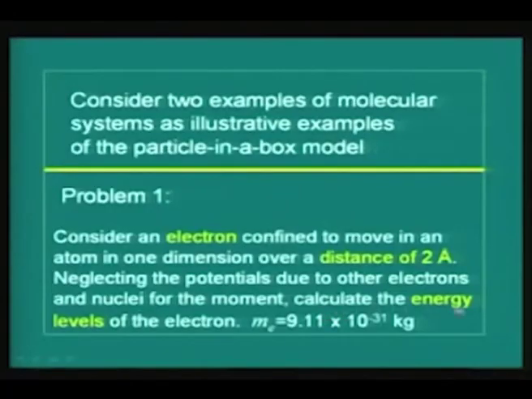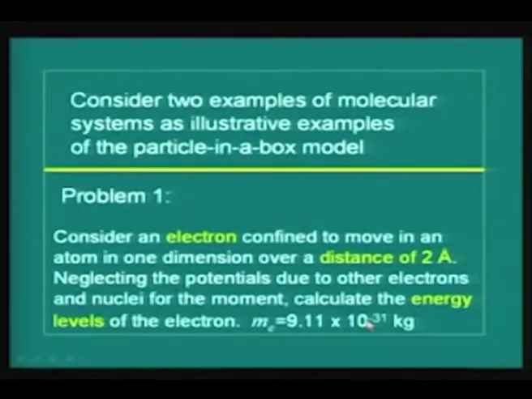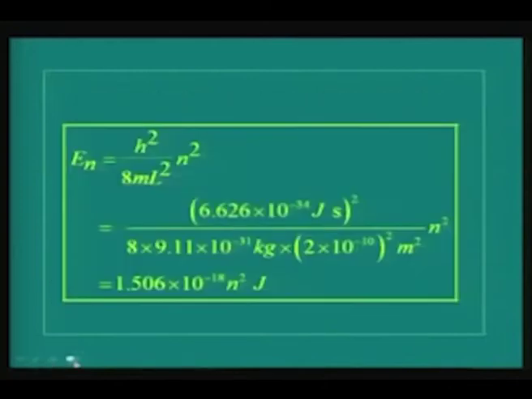Let us calculate the energy levels of the electron. How are they composed? You remember that the energy level for the particle in a one-dimensional box is h squared by 8 m L squared times n squared. So let us calculate that with the mass of the electron given as 9.11 times 10 raised to minus 31 kilograms. So, mere substitution of the numbers.